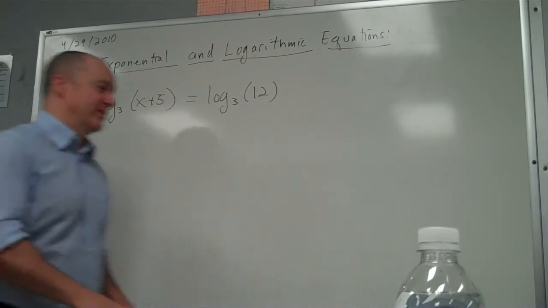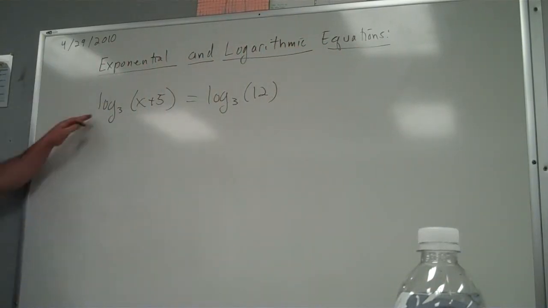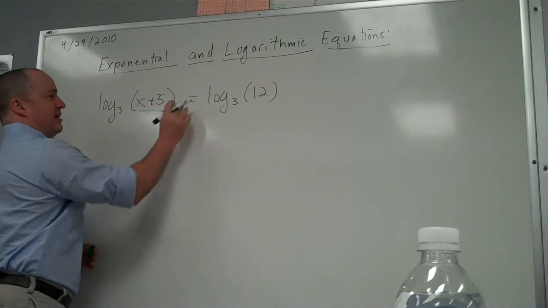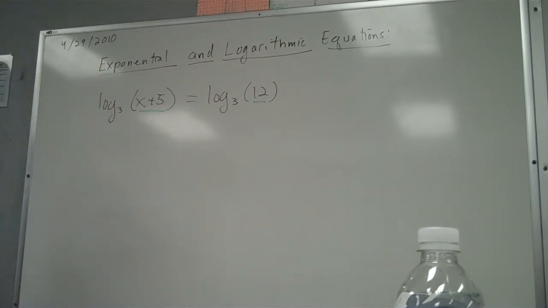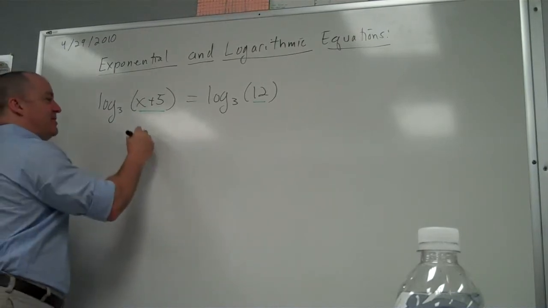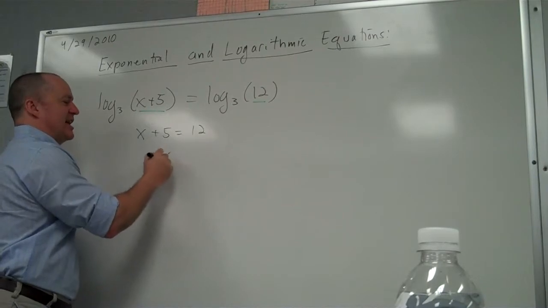Here's what we're going to observe. I'm going to teach you this one by observation. If the log base 3 of one thing equals the log base 3 of another thing, what do you think is true about those two things? They're the same. They have to be the same for this to be true. And if x plus 5 equals 12, what does x equal?